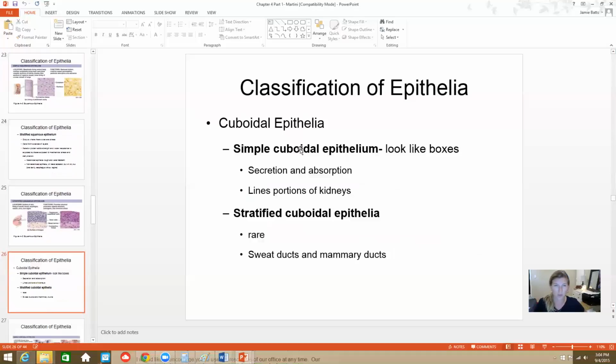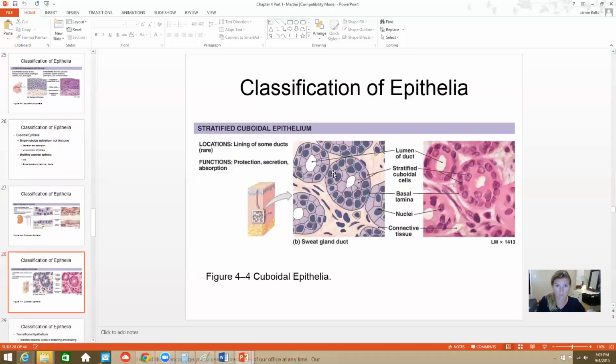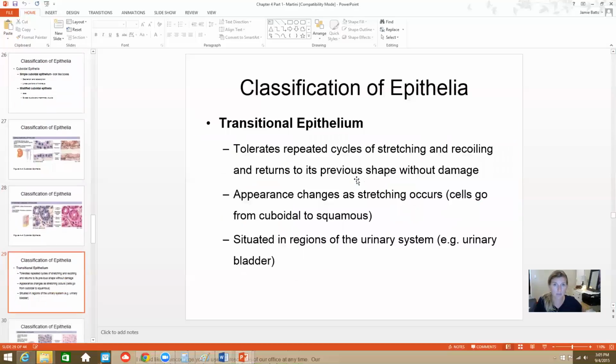Stratified cuboidal is only in certain ducts, like the mammary ducts and sweat ducts. So you see them, and you can imagine as the stuff is passing through the kidneys, it's going to be absorbed and maybe even stored in these little cuboidal cells. And there's the stratified cuboidal, not as common, but again, secretion and absorption, similar function.